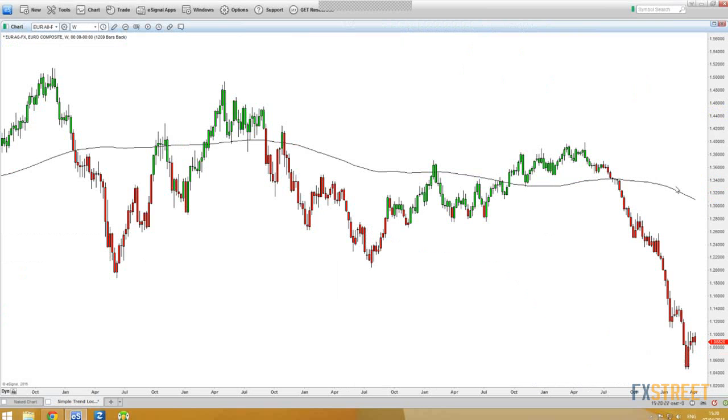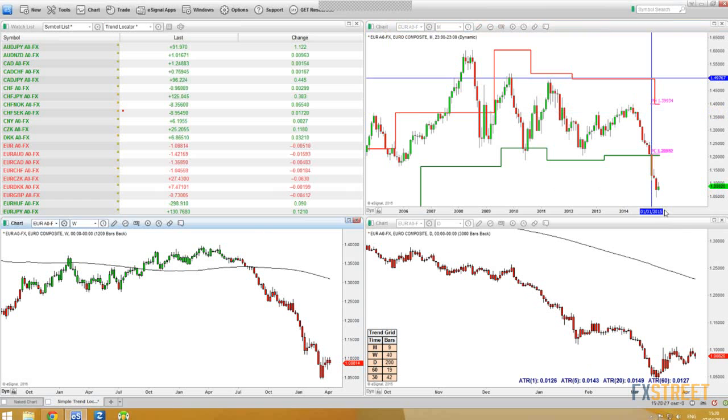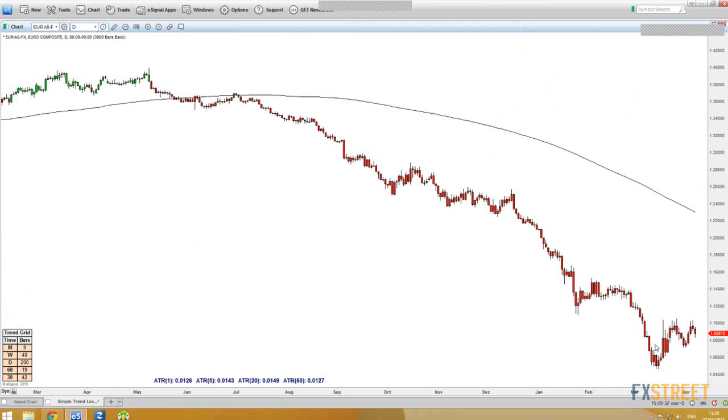Weekly time frame, trading below the weekly 200 moving average, and we've got the red trend filter. Daily, trading below the daily 200 moving average, and we have that red trend filter in play. So everything is suggesting further weakness, despite the pullback since March. I've got multiple positions running since September, along the length of this trend.